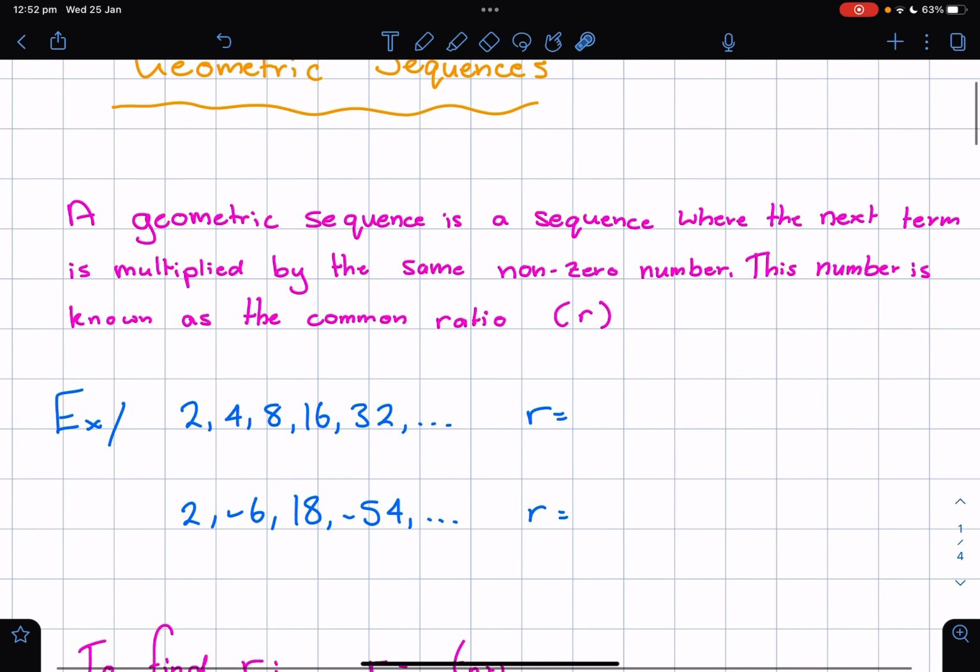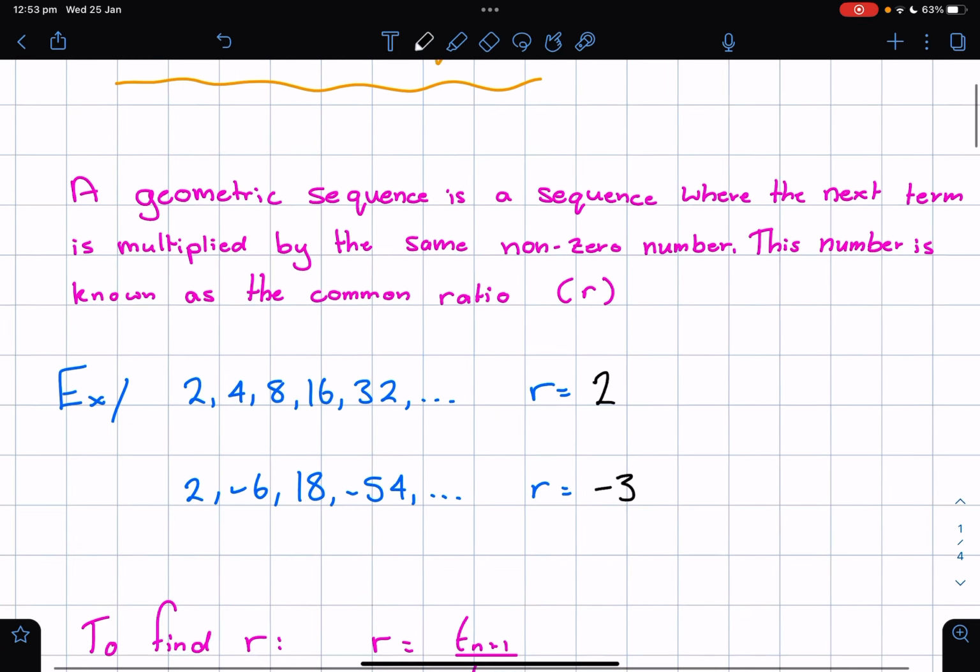Looking at these two sequences here, we can see that in the first one, we are doubling every time. So we're multiplying by 2, so our common ratio here is 2. In this second sequence, we are swapping between positive and negative numbers, so we know that we're going to get a negative number as our common ratio. Now 2 to get to 6, we multiply by 3, 6 to 18, we multiply by 3, and 18 to 54, we multiply by 3. So our common ratio is -3.